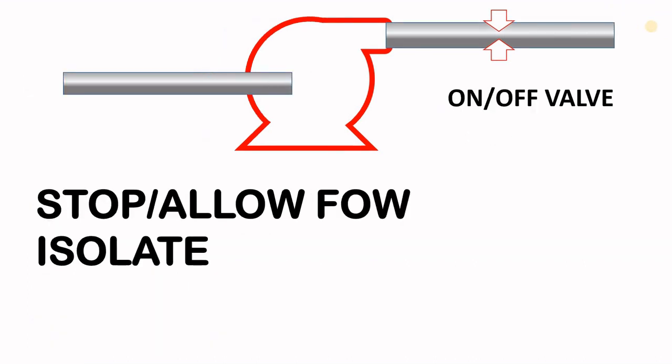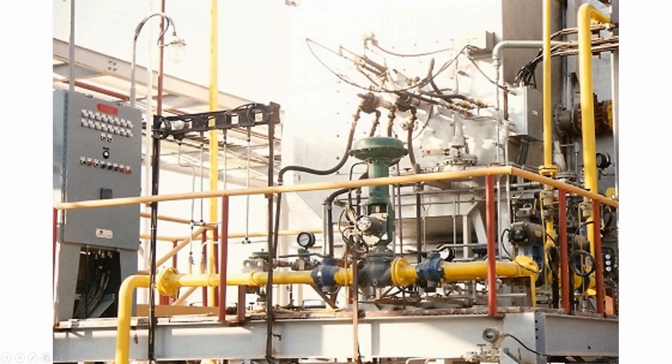In other processes, we may need to stop or allow the flow in a pipe, or to isolate a section of the plant. This is the difference between an on-off valve, which can only allow and stop flow in a pipe, and the control valve, which can restrict the flow to a certain degree. You can see here in a process, we have a control valve, and this is our pipe and our control valve.